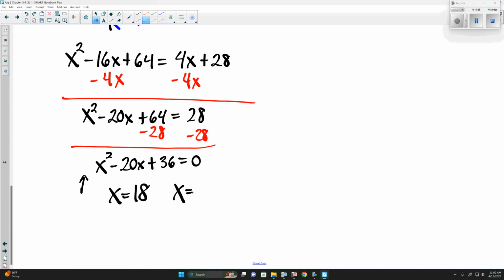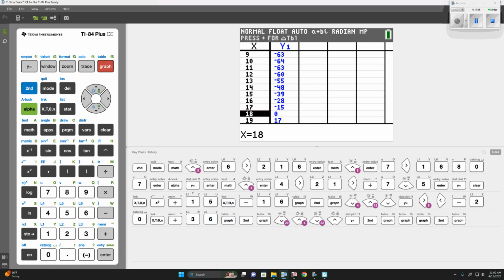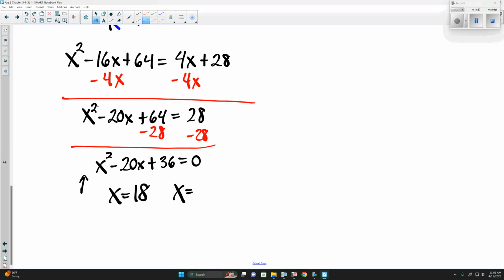Now, for any quadratic, we need to have two solutions. Well, exactly. Because what are the factors of 36? 18 and 2. So most likely 2 is our other solution. Any questions on how we found 18 and 2?